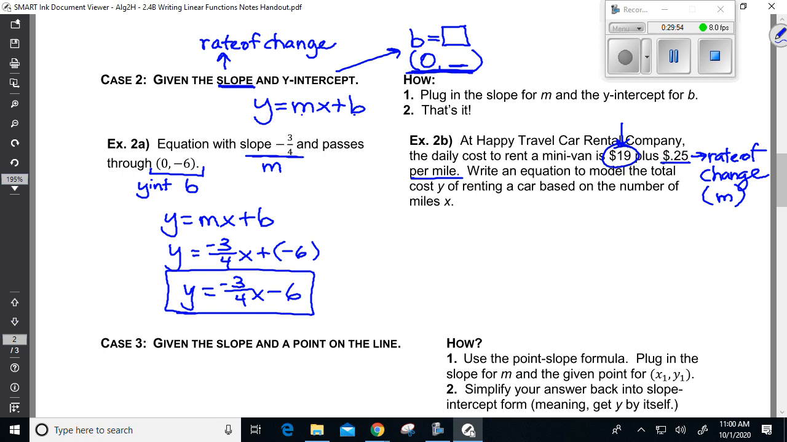$19, you have to give them $19 no matter what happens. So you don't go anywhere, you give them $19. So that is fixed. That's your y-intercept, that's your b. Any questions on how those were identified? At some point, yes, you're going to have to be able to do it yourself.